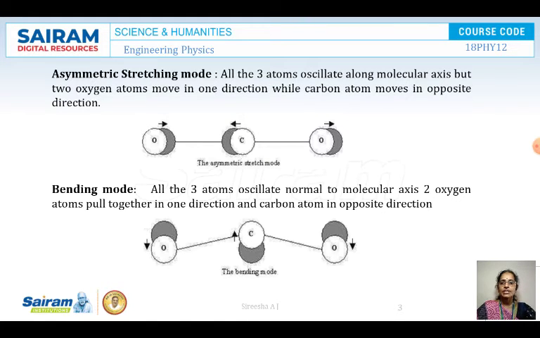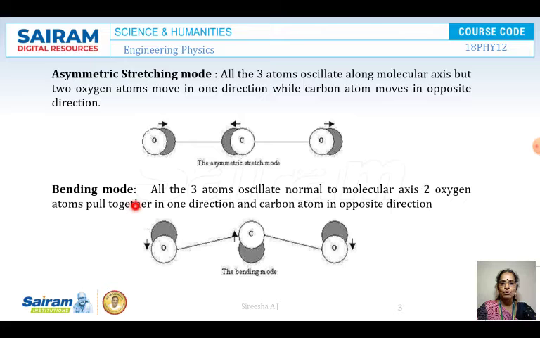Next is the asymmetric stretching mode. Here in an asymmetric stretching mode, you can see that the carbon atom is moving in one direction, that is the negative x-axis, and the oxygen atoms are moving in the positive x direction. So all the three atoms, that is carbon and two oxygen atoms, are moving along the molecular axis only, where the carbon atom and oxygen atoms are moving in opposite directions. That means both the oxygen atoms are moving in one direction and the carbon atom is moving in the opposite direction, but the motion is along the molecular axis. This is called an asymmetric stretching mode.